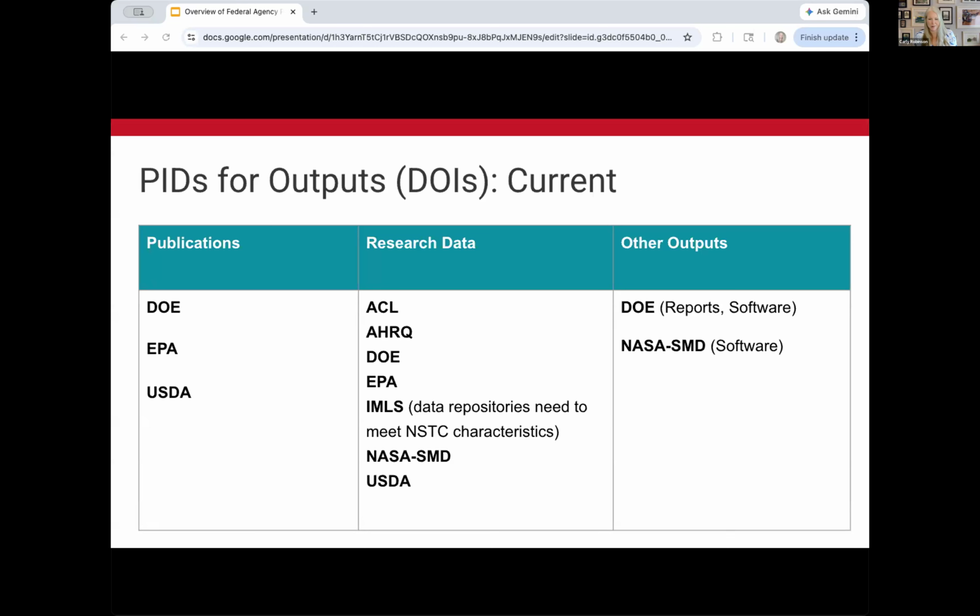And then some agencies have requirements for the other outputs. So DOE, EPA, and USDA require a persistent identifier with publications. The Administration for Community Living, Agency for Healthcare Research and Quality, DOE, EPA, IMLS, NASA Science Mission Directorate, and USDA have requirements around PIDs for data. And then DOE and NASA both have requirements for software, and then DOE also has requirements for their technical reports.